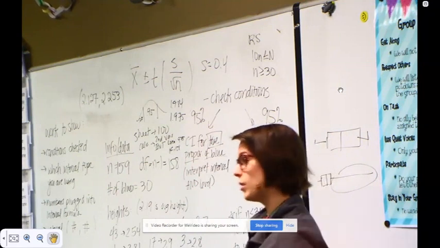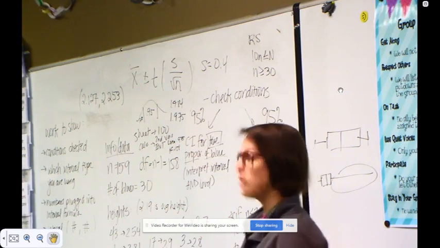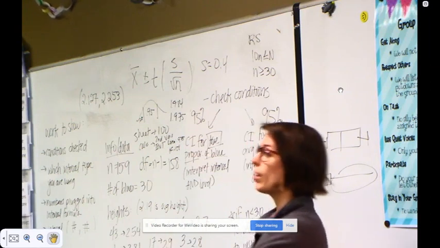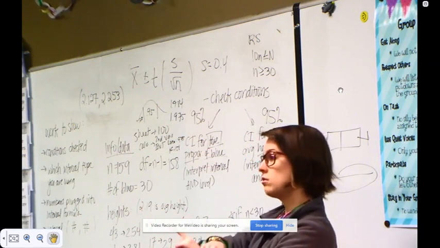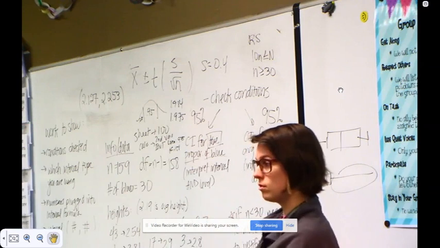Other questions? What's a point estimate? P hat. What's the population characteristic the point estimate is for? P. So P hat goes for P. What's X bar go to? Mu.